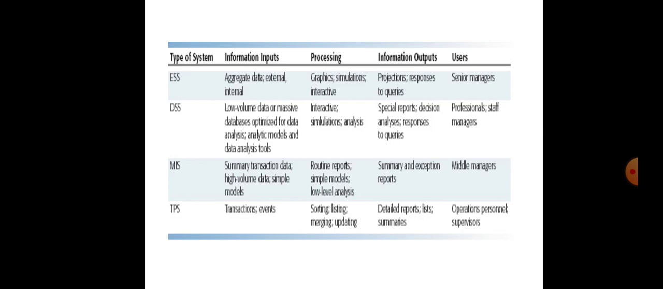And the last one is TPS. Here we use transaction events, where different events will be sorted, listed, merged, and updated. At any point of time we can collect a detailed report out of that, and it can be stored, saved, and retrieved. This will be used by the operational personnel, or the supervisors at the lower level. Now coming to TPS.